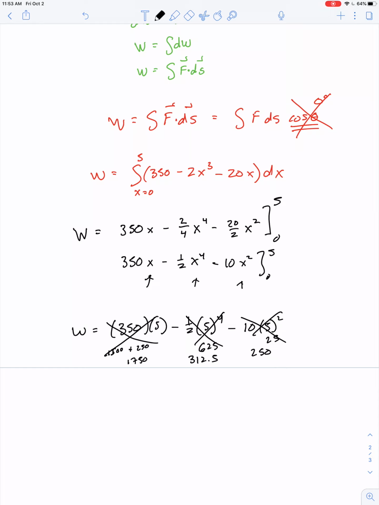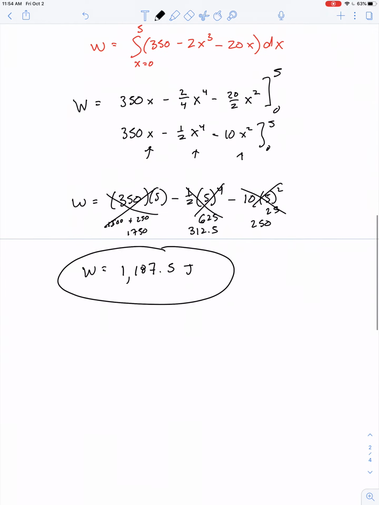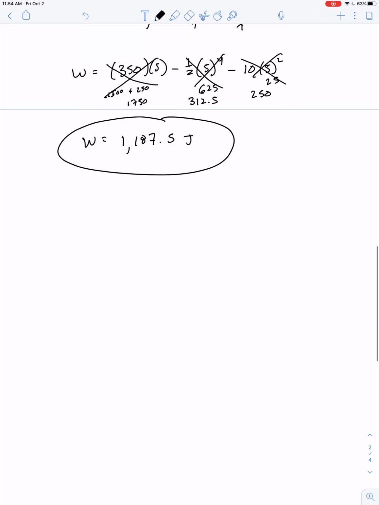Okay, so 1,750 minus 312.5 minus another 250 gives us a total amount of work equal to 1,187.5 joules.